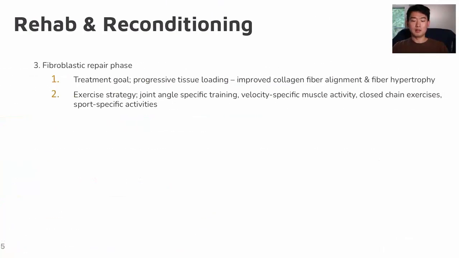And then finally, the last phase is fibroblastic repair phase, and this is when we get into return to sport testing and seeing how the athlete does compared to how they were before, maybe if you have that data. But we want to try to simulate the environment that they're going to go into as best as possible. And so the treatment goal here is progressive tissue loading, and of course that's going to result in improved collagen fiber alignment and fiber hypertrophy.